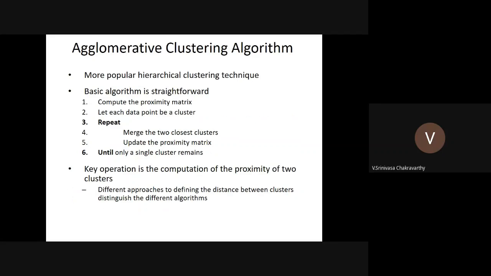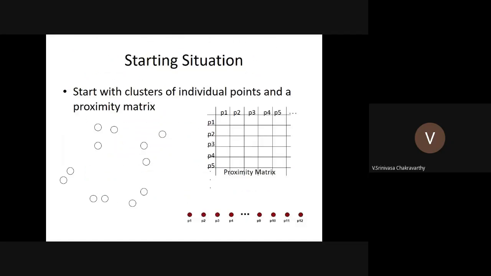So basically in this you have to compute the proximity matrix, right? And initially every data point is a cluster. So then at any given stage you see which are the closest 2 points or closest 2 clusters and merge them into one cluster, right? And repeat the process until all the points merge into one cluster. So let me elaborate on this because there are some important issues here.